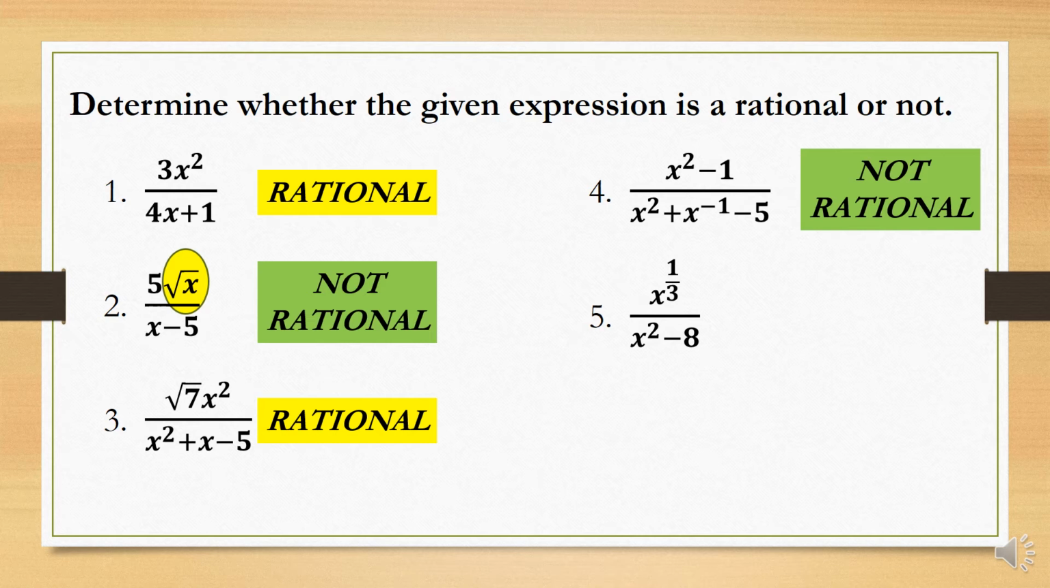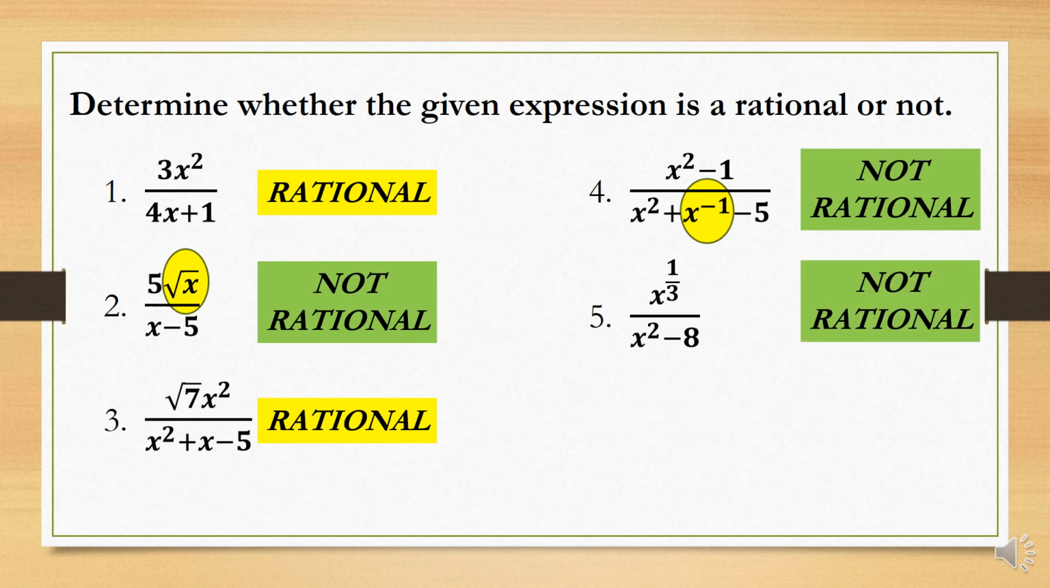Why do you think that it is not a rational expression? Okay, you have observed that there is a term in the given expression in the denominator whose exponent is negative, and this is not a polynomial expression. Now, let's proceed to number 5. Is this rational or not? Okay, number 5 is an example of not rational. Why? Because you have observed that the exponent of x is a fraction.